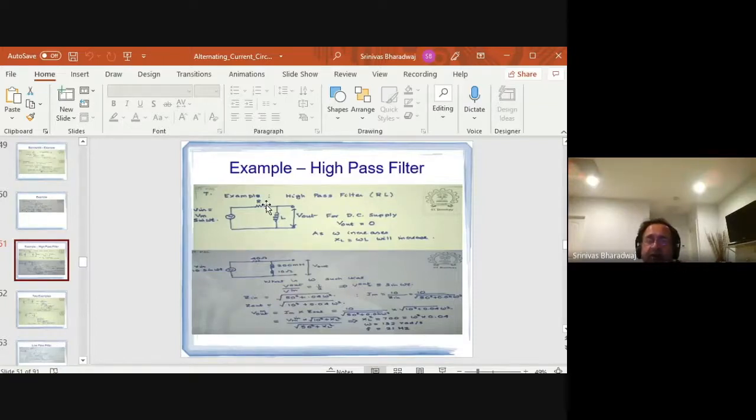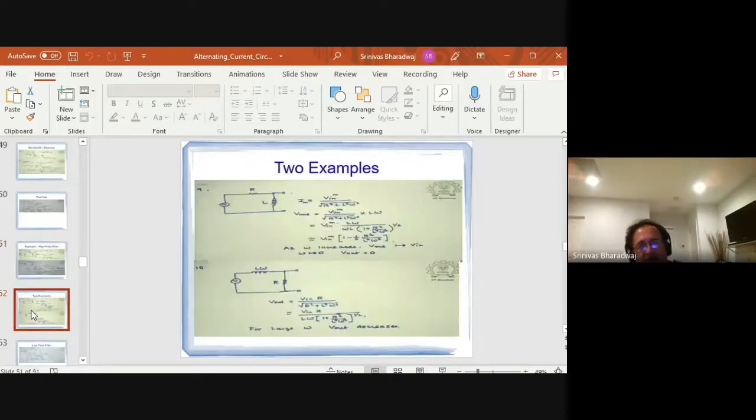That's why we say the voltage across R will be a low pass filter, and the voltage across L will be a high pass. So the voltage will switch accordingly. So you must remember that, and it is opposite when you have an RC.